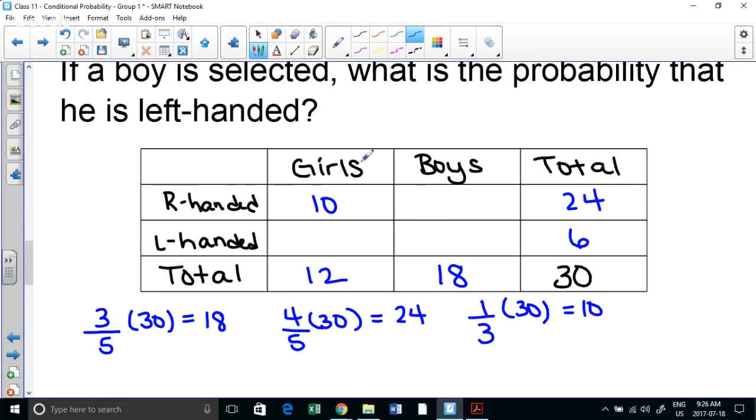Now I can fill out the other ones. Because there are 12 girls, 10 of them are right-handed. That means 2 are left-handed. There are 6 people that are left-handed, 2 are girls, so 4 are boys. 18 are boys, 4 are left-handed, 14 are right-handed.